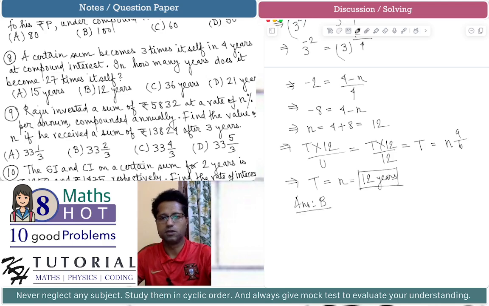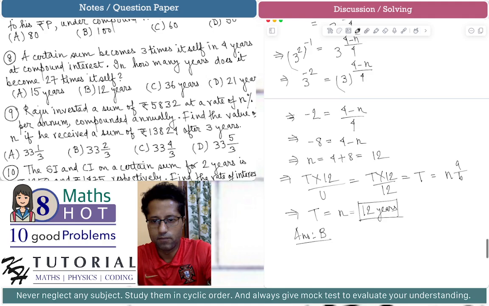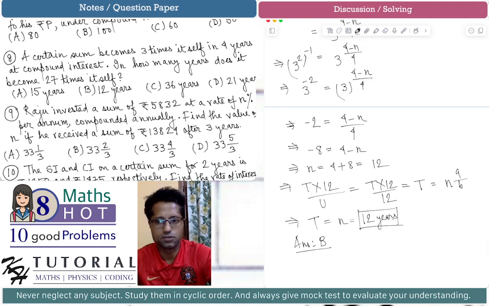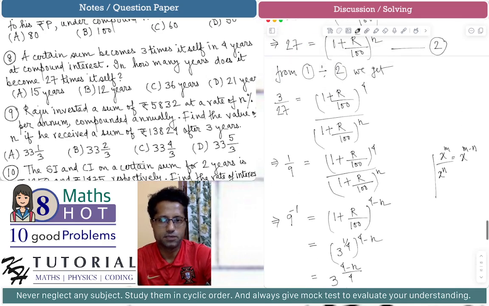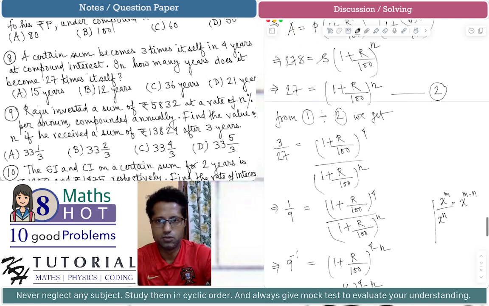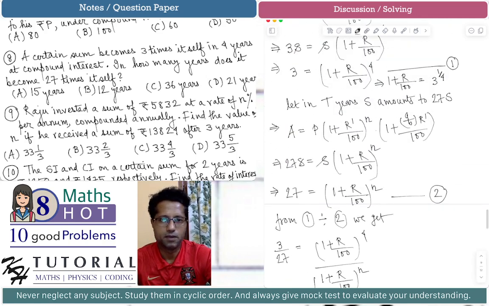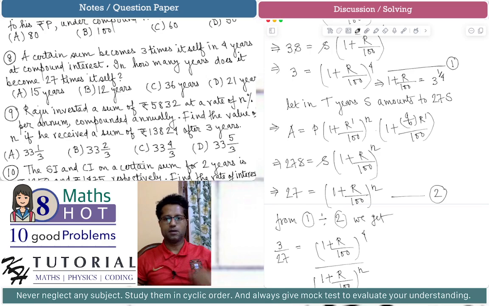I hope I was able to explain properly how we are getting the result as 12 years. I will explain once more. In the second case, it is asking in how many years does it become 27 times itself. So we have assumed that in t years the sum s amounts to 27s. So applying the general formula, we get 27s is equal to s multiplied by (1 plus r by 100) to the power n.